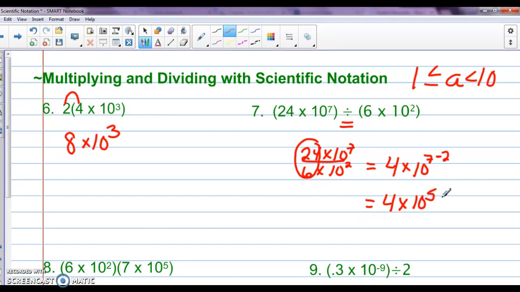We need to make sure that that value of a does go along with the limitations of being greater than or equal to 1 but less than 10. And 4 is greater than or equal to 1 and less than 10. So we're able to leave our answer as 4 times 10 to the 5th power.